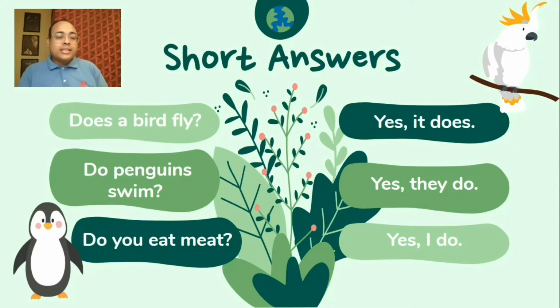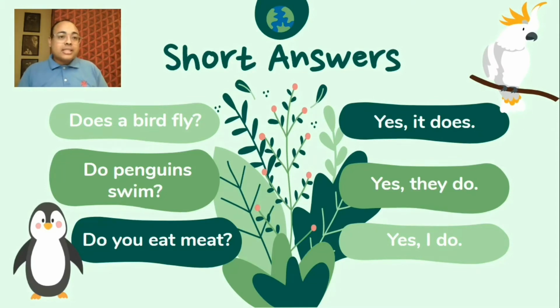Okay. In the second question, we have, do penguins swim? Now, if you pay attention again, the question starts with auxiliary verb do, because we're talking about penguins in the plural form. So it would be they, right? So do they swim? Yes, they, because I'm talking about the penguins, they do. Do is the auxiliary verb.